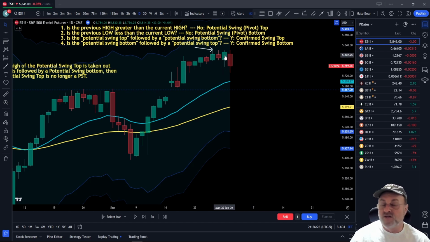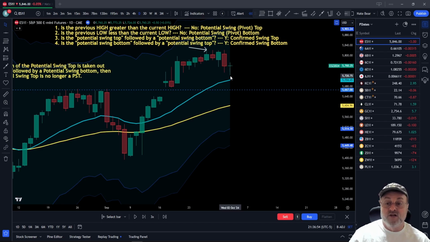But right now, because this has a higher high than this and this has a lower low than this, this price bar is no longer a potential swing bottom, because this one here now has taken the potential swing bottom. You can only have one potential swing bottom. You can only have one potential swing top at any given time. And this price bar is both a potential swing top and a potential swing bottom. Now, let's see what it becomes. Next bar.